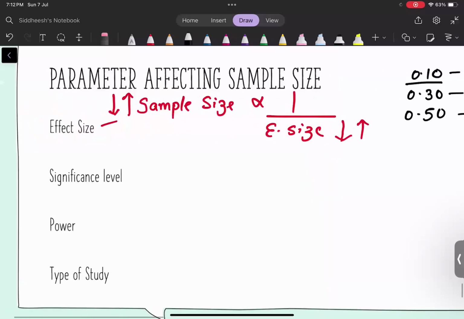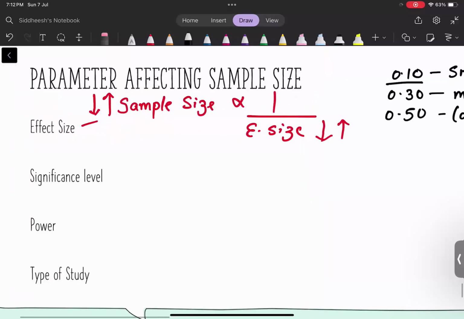Correct? Now the next thing we have is the significance level. We represent it by alpha. Correct? This is the probability of rejecting the null hypothesis when it is actually true.